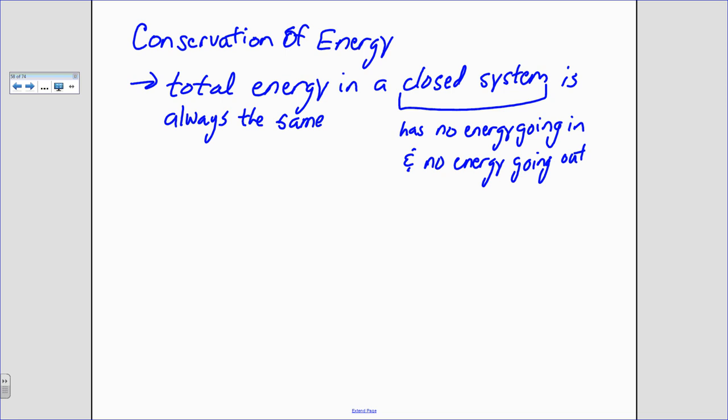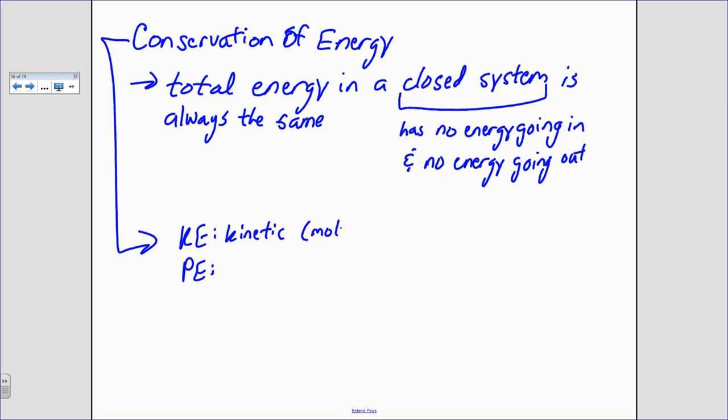All right, so we can write this idea of conservation of energy. We're going to constrain it only to kinetic energy and potential energy. Let me just write these to remind you. Kinetic energy is for motion. And for potential energy, this is based on an object's position.